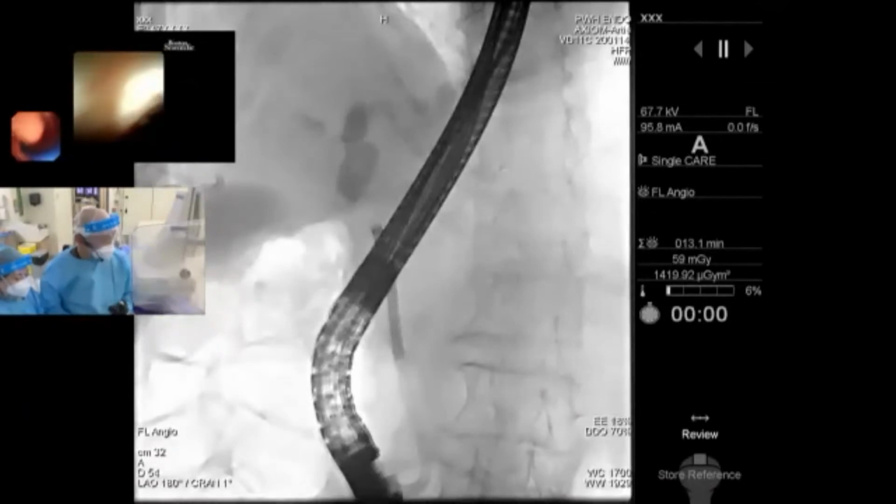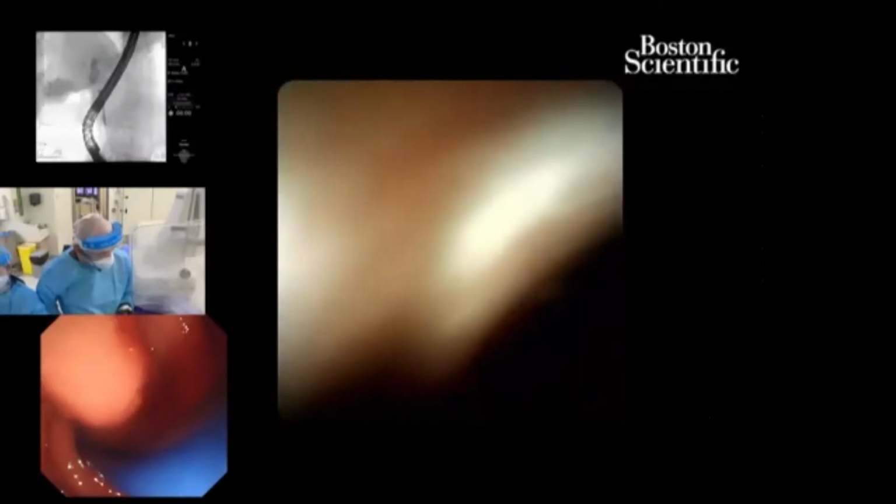Yeah, correct. All right, since I don't have a very good view upstream, there are some stones. I'm going to remove my spyglass and then change back to my ERCP scope, dilate the stricture and put in bilateral plastic stents.